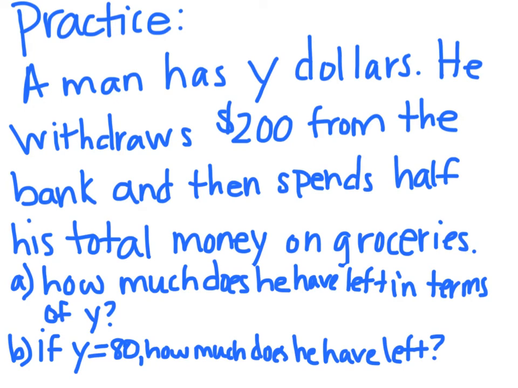Try this practice problem. A man has Y dollars. He withdraws $200 from the bank and then spends half of his total money on groceries. So part A asks, how much does he have left in terms of Y? So if we take what he started with, add the $200 he withdrew from the bank, and then divide it in half to show what he spent on groceries, what will he have left? And in part B, if Y equals $80, how much money does the man have left?